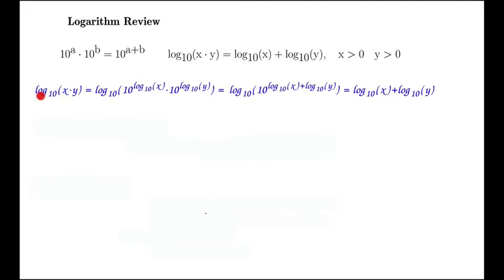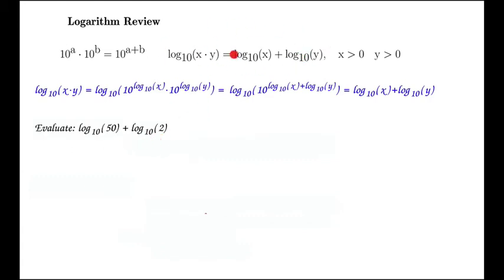And look at what the whole expression does. I started with log base 10 of x times y. I ended up with log base 10 of x plus log base 10 of y. So this says log base 10 of x times y is equal to log base 10 of x plus log base 10 of y. That's what I was trying to show. This rule gives rise to this rule.